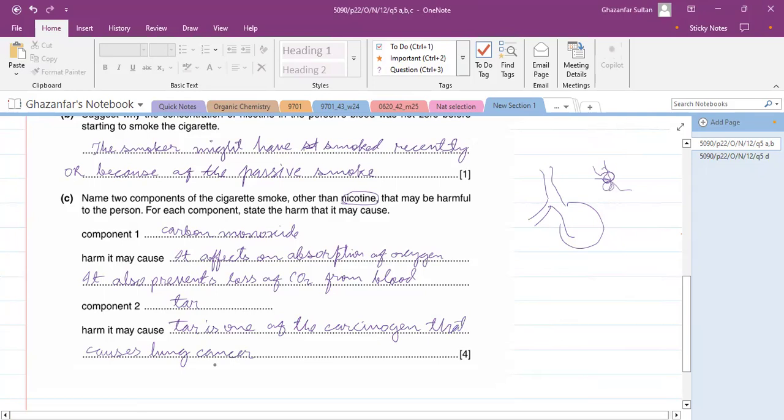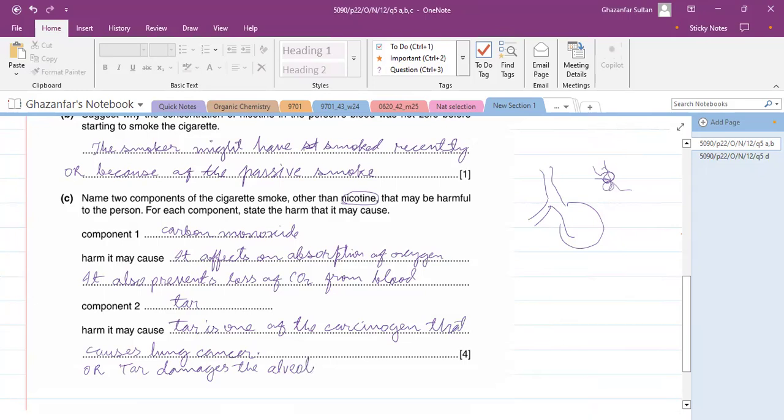Another answer that could be there: tar damages the alveoli, or you can write alveolar walls. But sir, isn't that called emphysema? Yes, ultimately it causes emphysema. You're right.